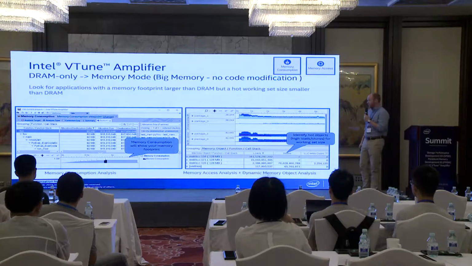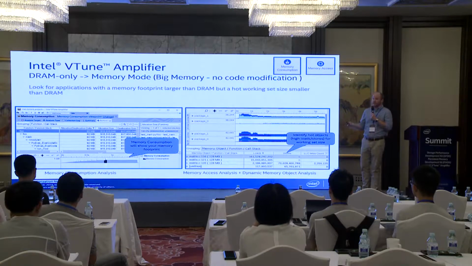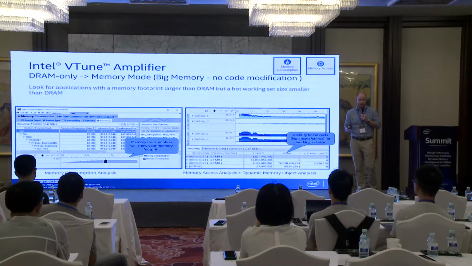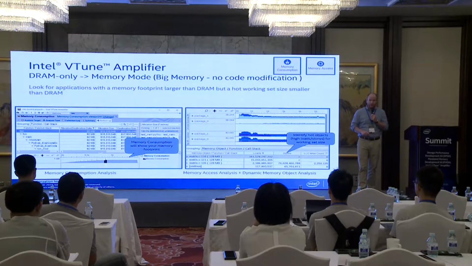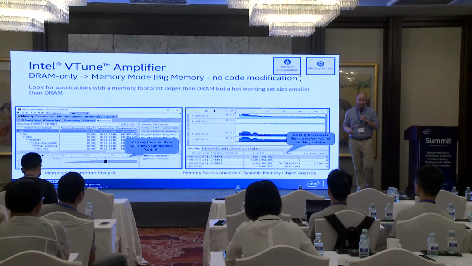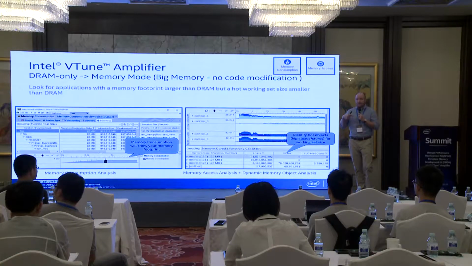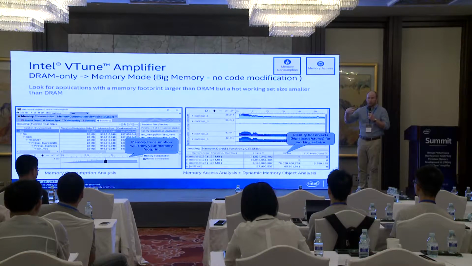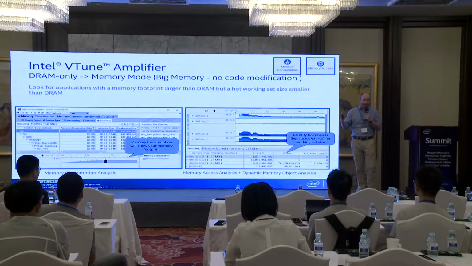After you do a memory consumption analysis, it's important to understand how large is the hot working set of your application. That's different than the total amount of memory consumed. The hot working set is the objects in your application that are accessed very frequently, right? So you might have an application that allocates 100 gigabytes of memory, but really it only works on a 1 gigabyte table of data frequently. Everything else is used very infrequently. So you have a hot working set of only 1 gigabyte, right?